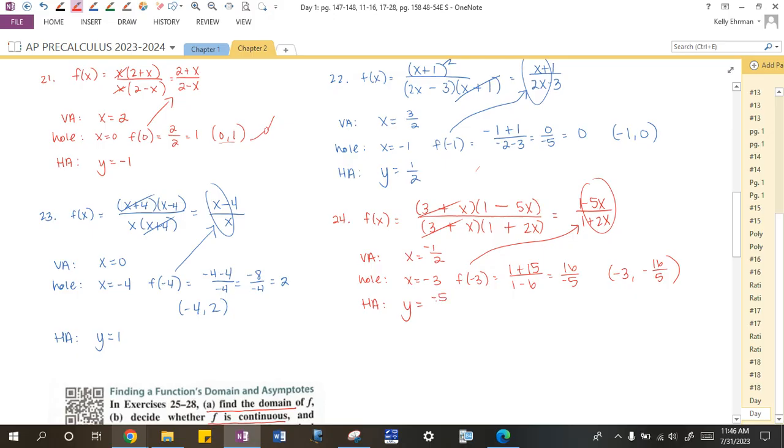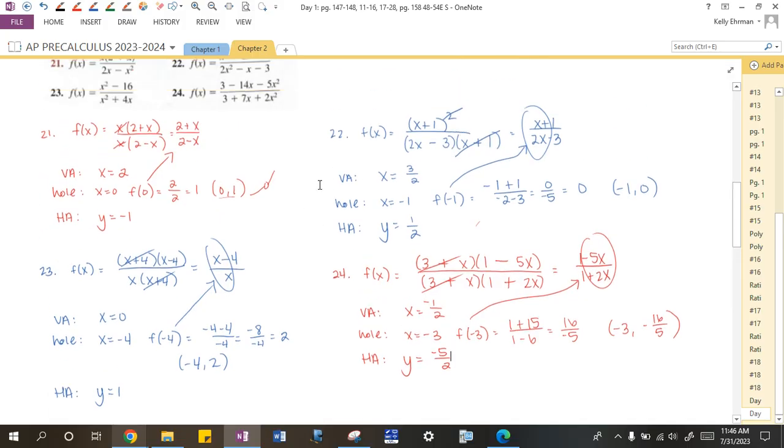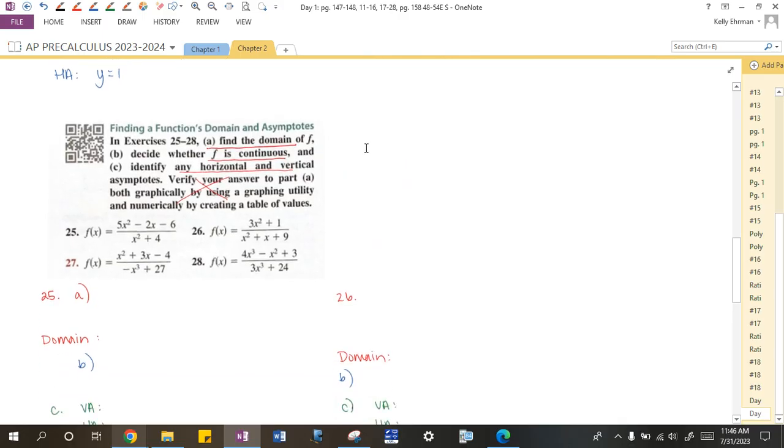Make sure, I should have said this earlier, but for all of your asymptote equations, they need to be equations. You cannot just write the number -5/2. You would not get any AP credit for that, and I would not give you credit for that either because it clearly says equations. We're not just tossing numbers out on the page. You've got to say what they are.